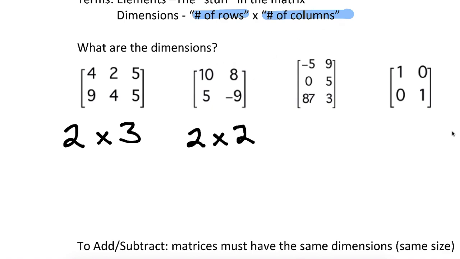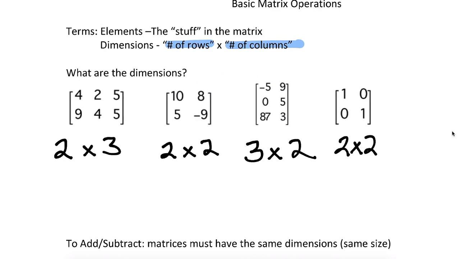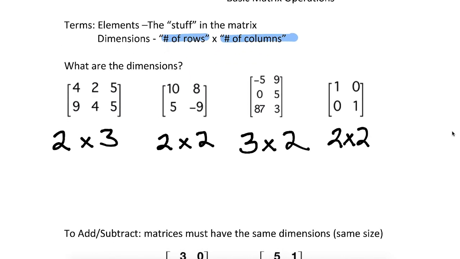You figure out what the next one is, and I'll write them down so you can pause and figure it out. Hopefully you wrote it. This is a 3 by 2. And then this final one, sorry, I was about to write 3 by 3, but it's a 2 by 2 matrix. This last one is kind of a special one, just so you know. This one is called the identity matrix.